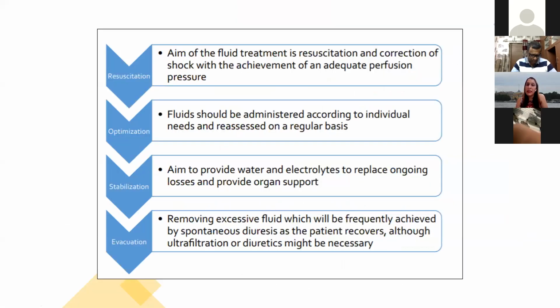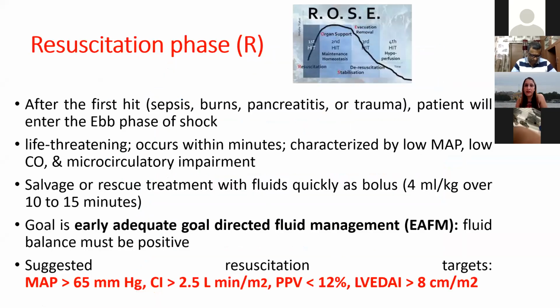So during resuscitation, the aim of fluid treatment is resuscitation and correction of shock with achievement of an adequate perfusion pressure. During the optimization phase, fluids should be administered according to individual needs and reassessed on a regular basis. That is the optimization. The stabilization phase aims to provide water and electrolytes to replace the ongoing losses and provide organ support. And evacuation means removing excess fluid, which will frequently be achieved by spontaneous diuresis as the patient recovers, or might need ultrafiltration or diuretics.